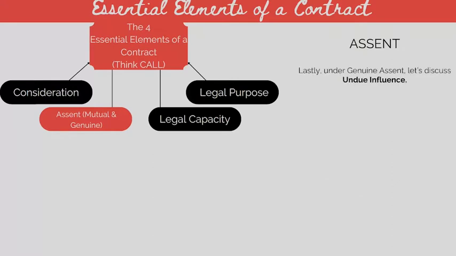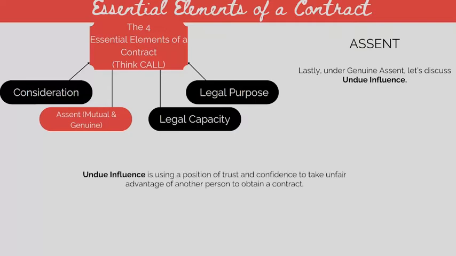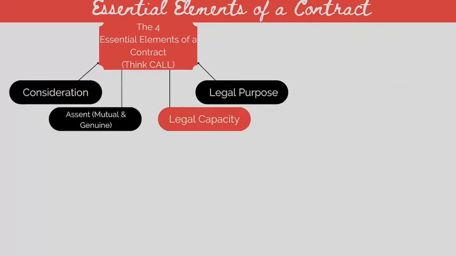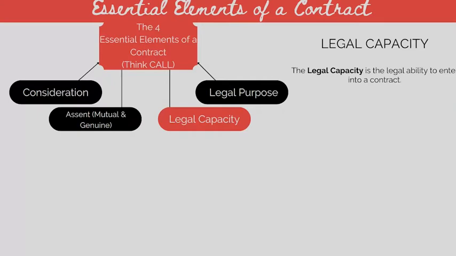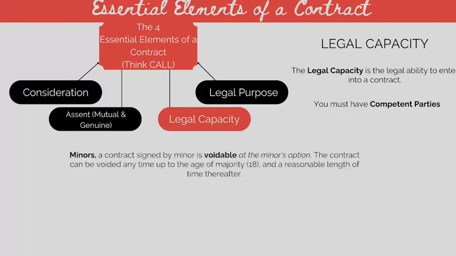Lastly, under genuine assent, let's discuss undue influence. Undue influence is using a position of trust and confidence to take unfair advantage of another person to obtain a contract. For legal capacity, the legal capacity is the legal ability to enter into a contract. You must have competent parties.